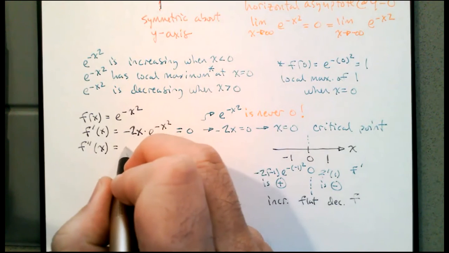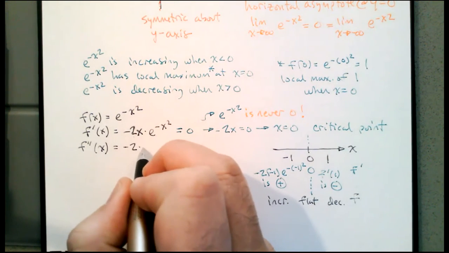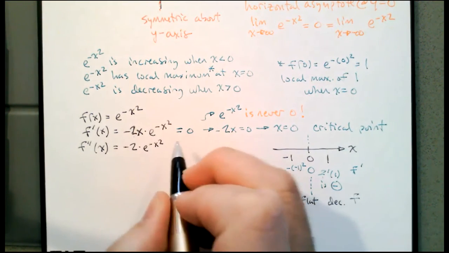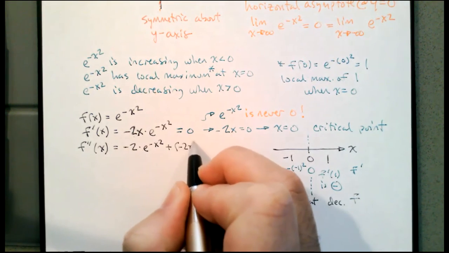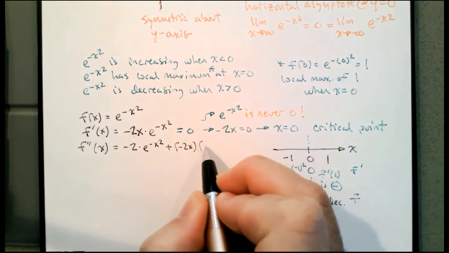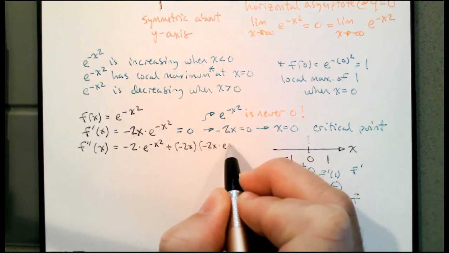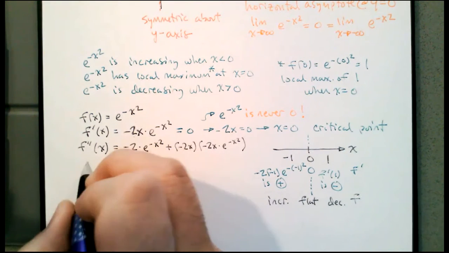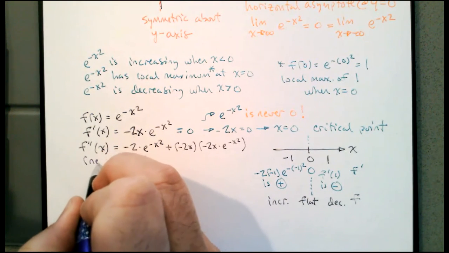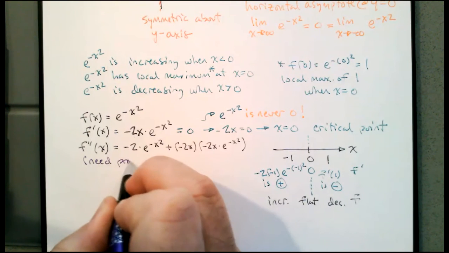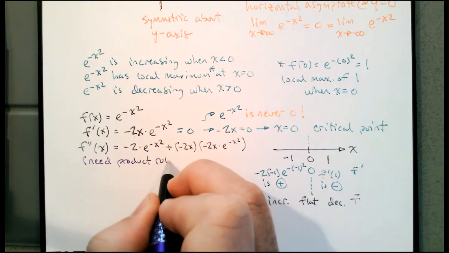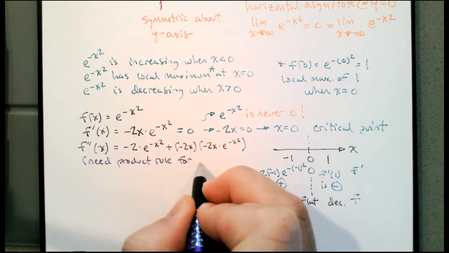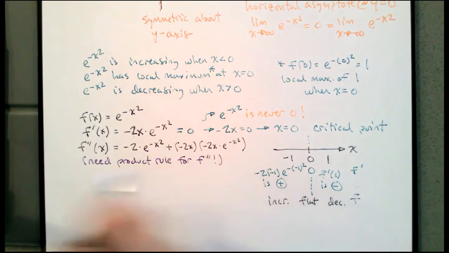The product rule says take the derivative of the first times the second plus the first times the derivative of the second. So here we are using the product rule. We need to use the product rule to find f double prime.